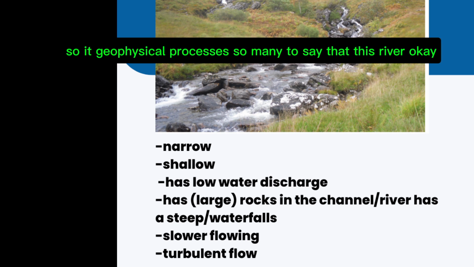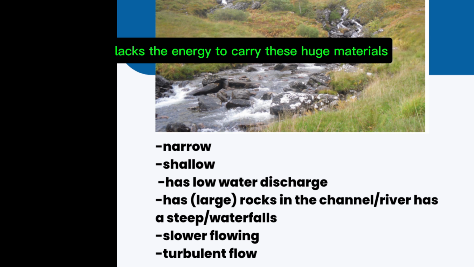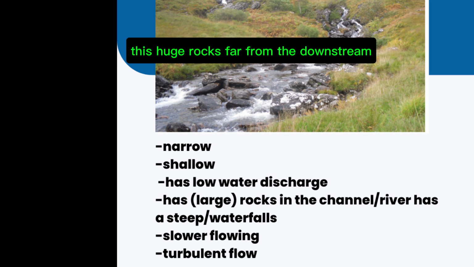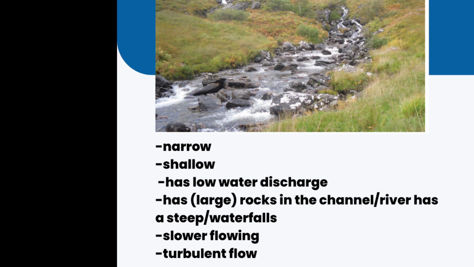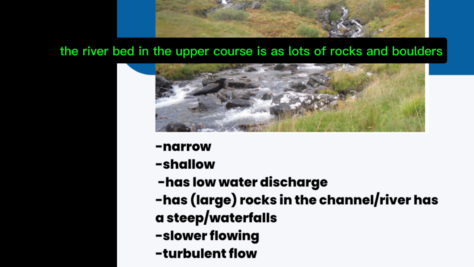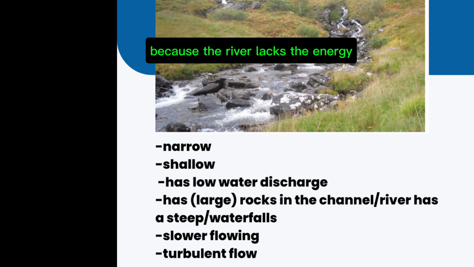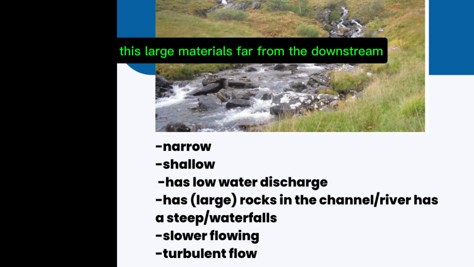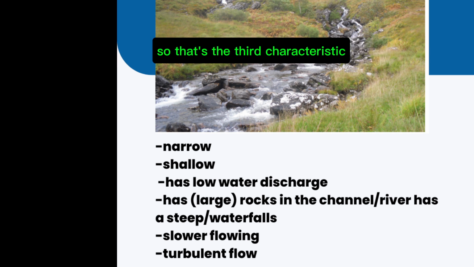This river lacks the energy to carry these huge rocks far downstream, so they remain in the channel. Again, the riverbed in the upper course has lots of rocks and boulders because the river lacks the water energy to carry these large materials far downstream. So that's the third characteristic.